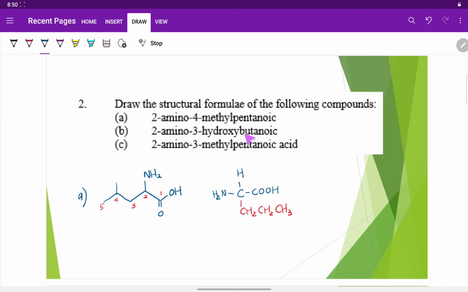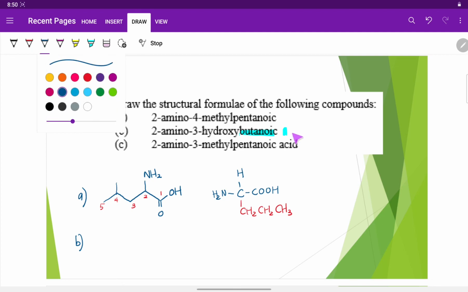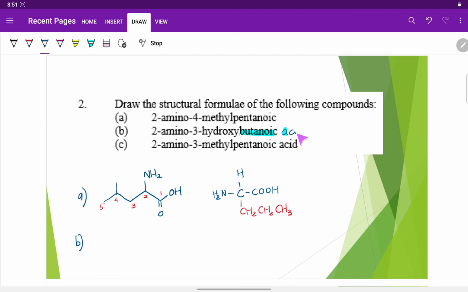So, 2 amino 3 hydroxy butanoic acid. Okay, so saya tulis skeletal structure saja. So, butanoic acid dekat sini. Okay, butanoic, sebenarnya kat sini ada perkataan acid. Okay, so butanoic acid first. Okay, 2, 3, 4. So, double bond O, OH. So, this will be carbon number 1, carbon number 2, carbon number 3, carbon number 4.